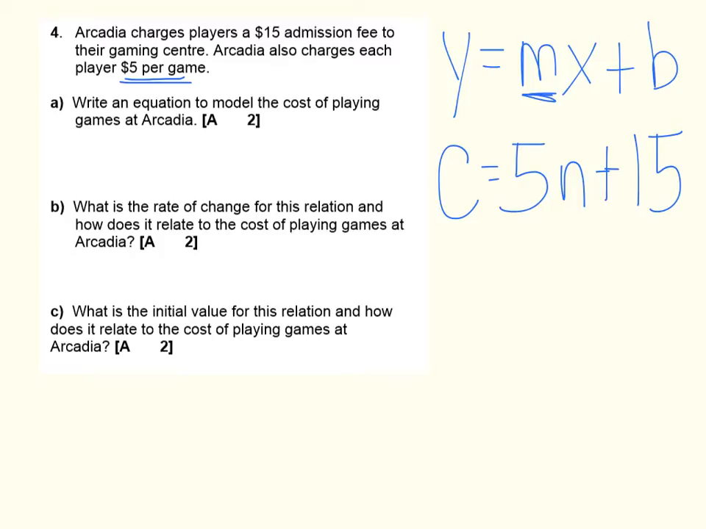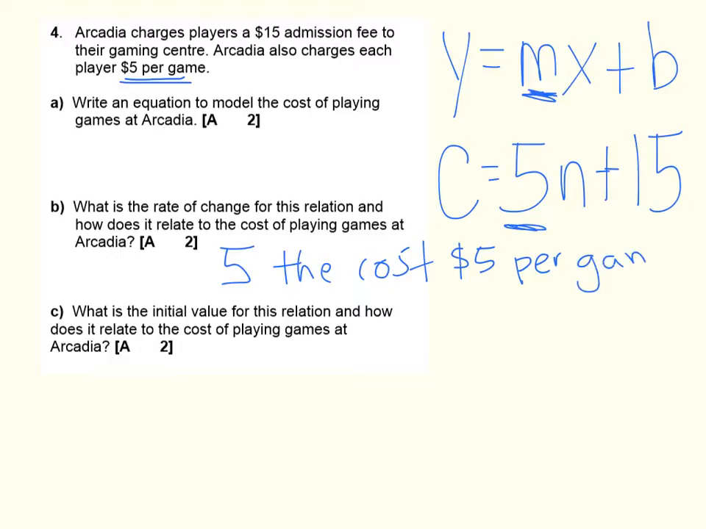B. What is the rate of change for this relation and how does it relate to the cost of playing games at Arcadia? Well, as I said, m represents the slope. 5 is therefore the slope. So for B, answer is 5. Okay? But it also says how does it relate to the cost of playing games at Arcadia? Well, it's 5 because the cost is $5 per game. Okay, so $5 per game.